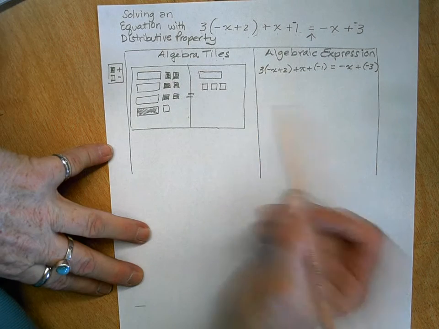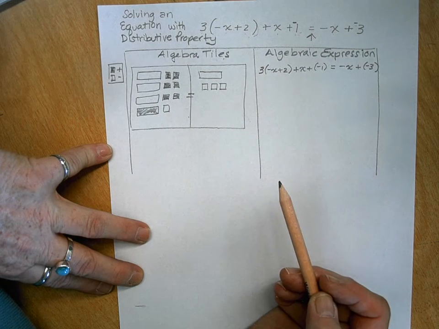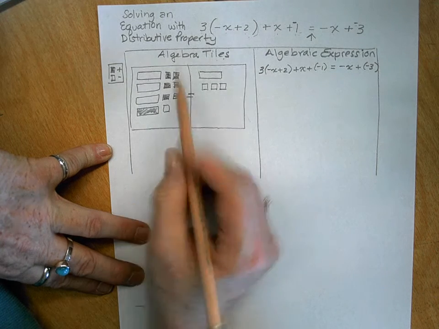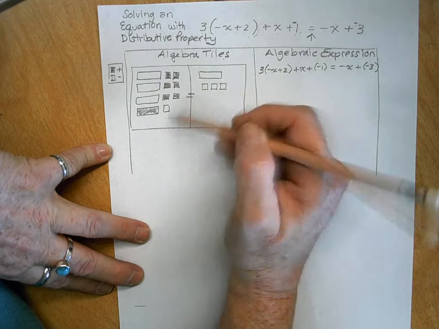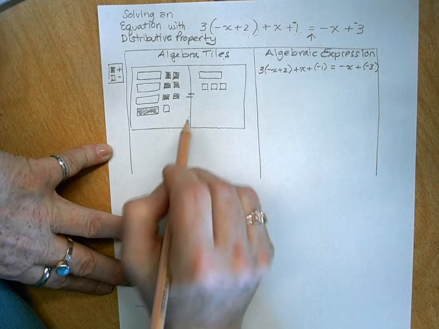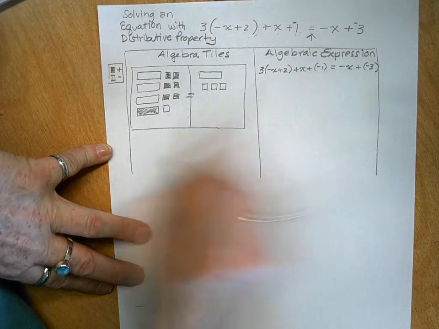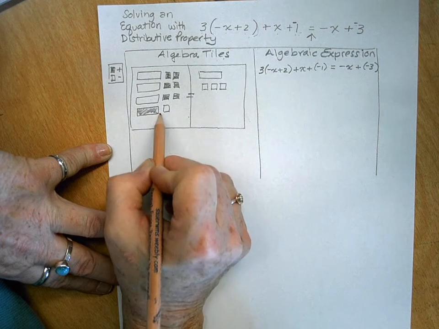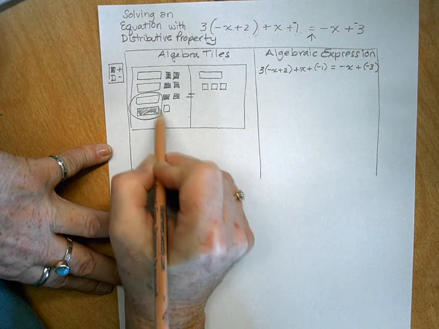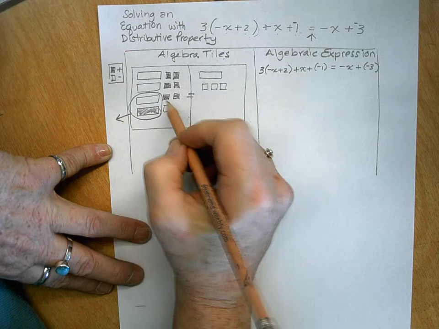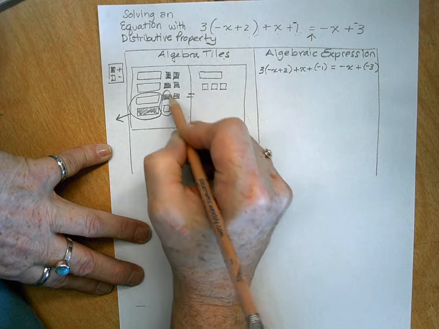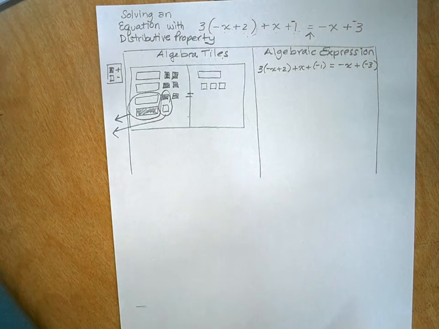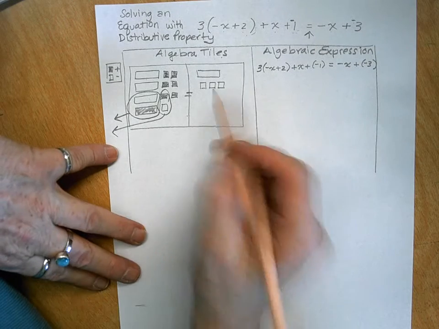Now the next thing I want to do is collect like terms. So over here I've already got my like terms together, so I don't have to do that step on the mat. I will have to do it over here, but on the mat I don't need to. So what I'll do next is take out 0 pairs. So I see there's a 0 pair right here, and I see there's another 0 pair right there. So I've done that as much as possible.